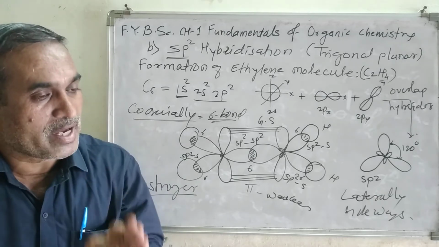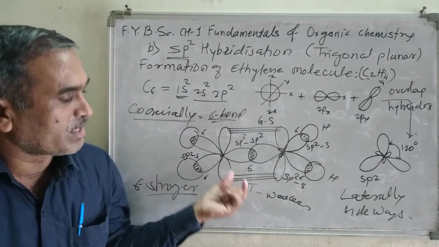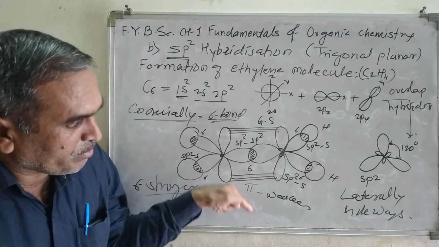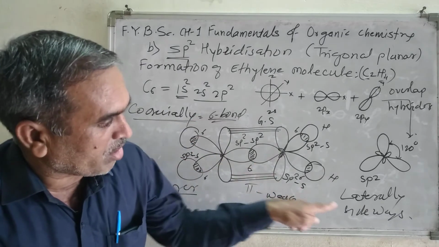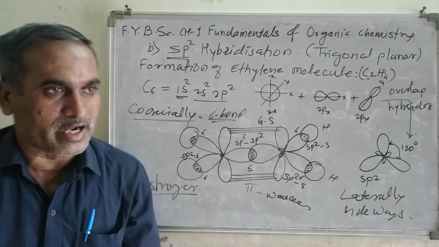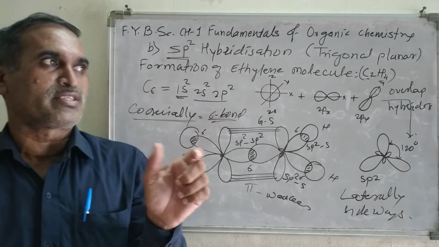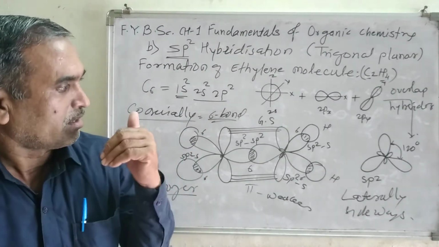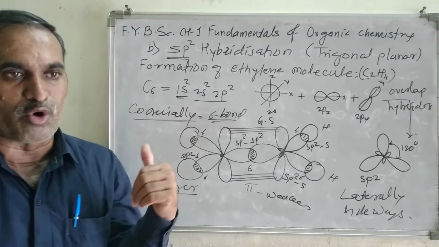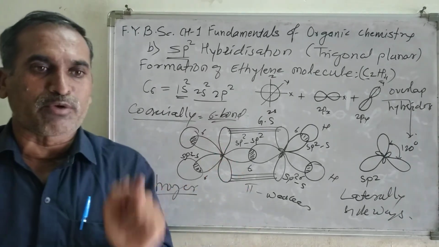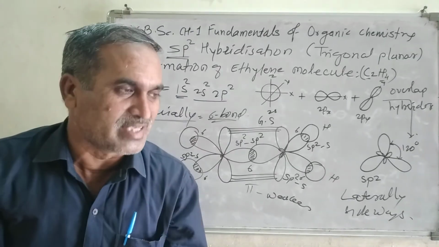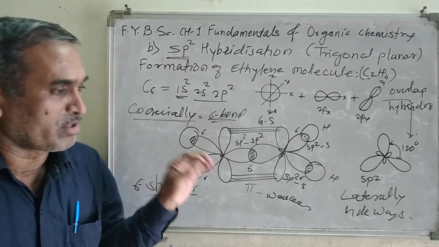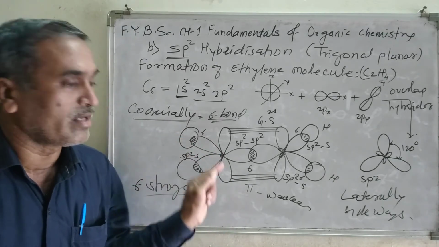and therefore sigma bonds are always stronger than pi bonds. Pi bonds are formed due to the lateral overlapping between unhybridized atomic orbitals, which is known as sideways overlapping. The electron density is minimum, or less, as compared to coaxial overlapping, and therefore the energy required to break the pi bond is less as compared to the sigma bond, and therefore the sigma bond is stronger than the pi bond.